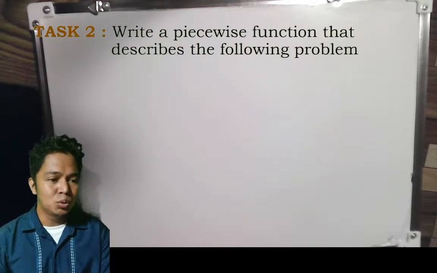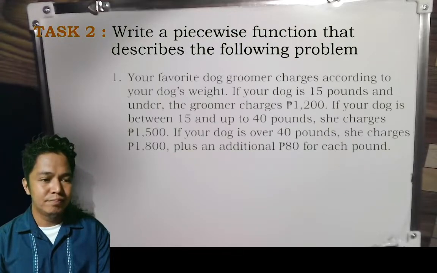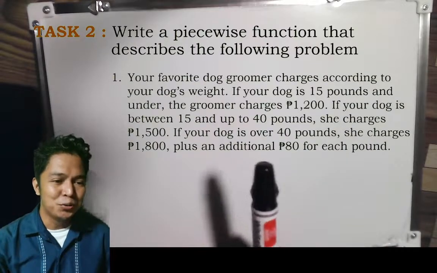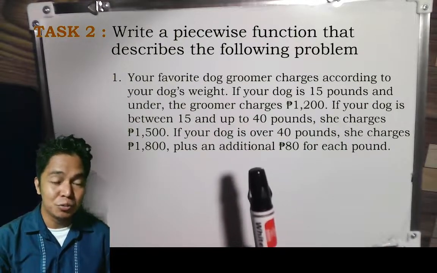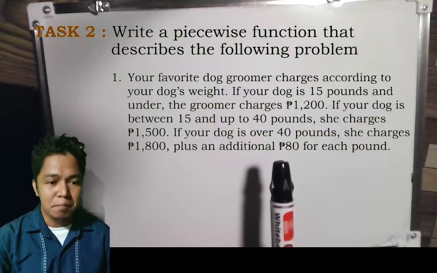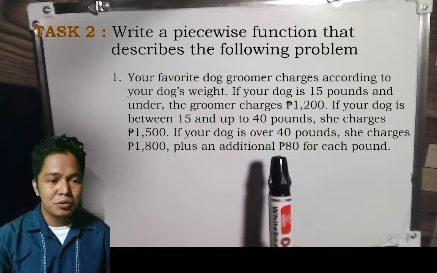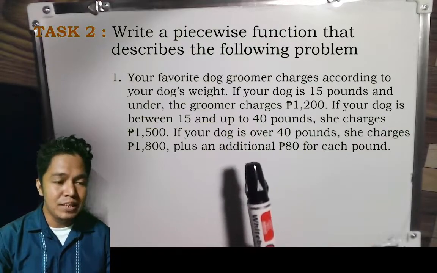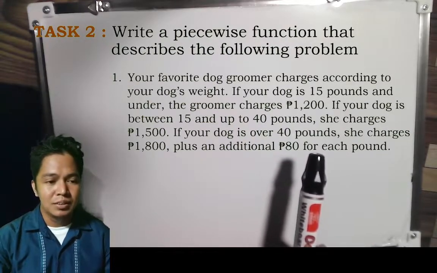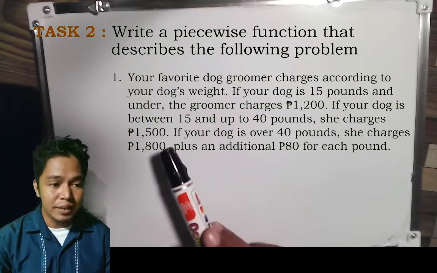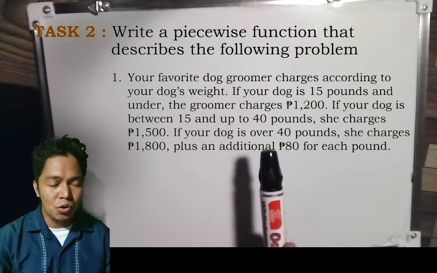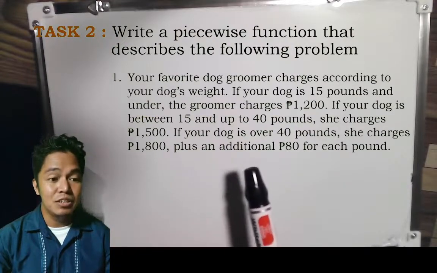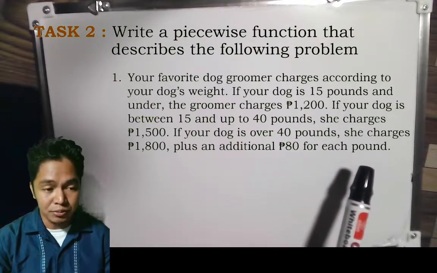Example number 2, we have: your favorite dog groomer charges according to your dog's weight. If your dog is 15 pounds and under, the groomer charges 1,200. If your dog is between 15 and up to 40 pounds, she charges 1,500. If your dog is over 40 pounds, she charges 1,800 plus an additional 80 pesos for each pound.